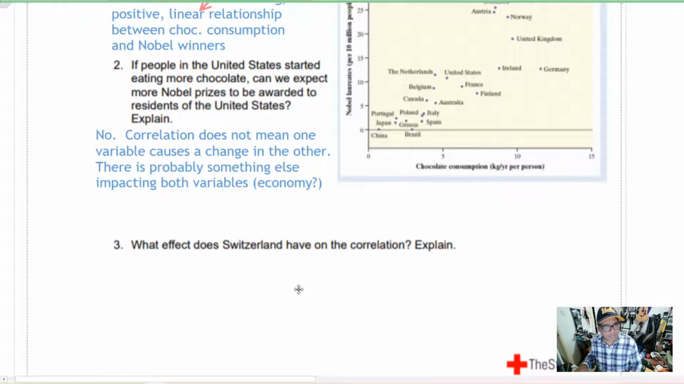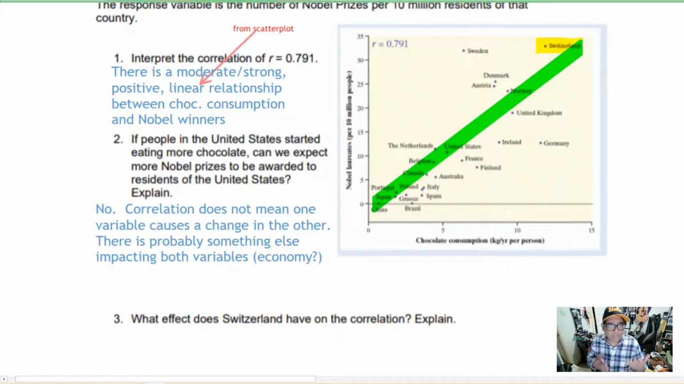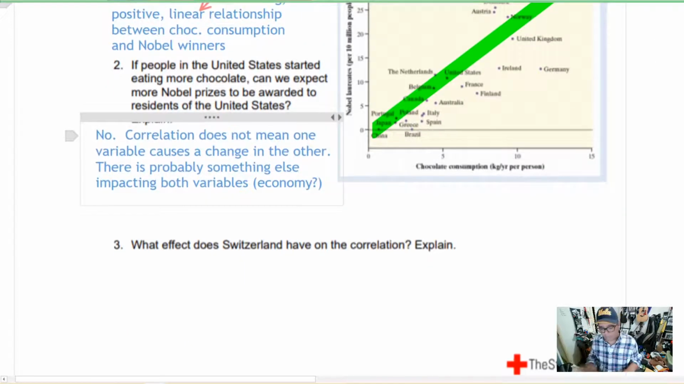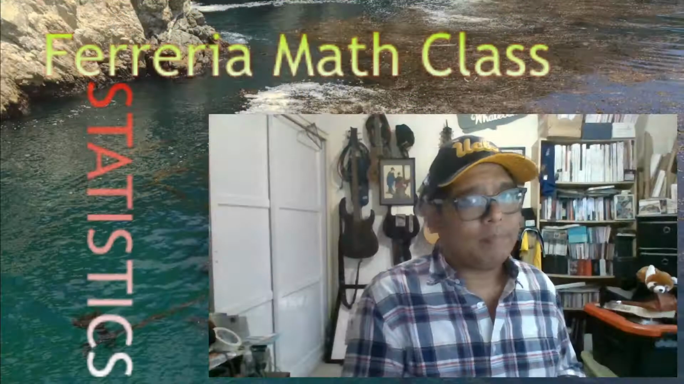Okay, so what effect does Switzerland have on this correlation? Let's locate Switzerland. Where is that? Switzerland is right over here. And Switzerland kind of follows the pattern here. If we used a highlighter to outline the pattern, it would probably look something like this green line here. And so Switzerland is following the linear pattern. So since Switzerland follows that linear pattern, it will strengthen the correlation.